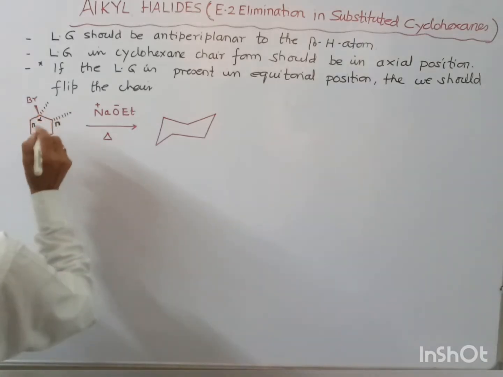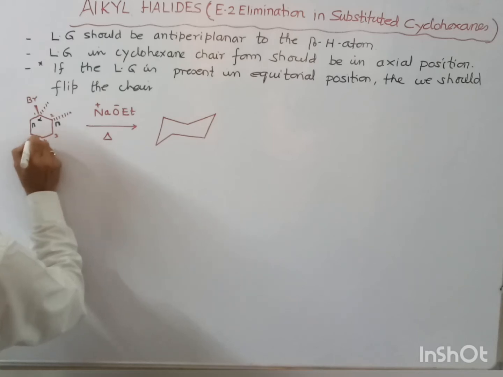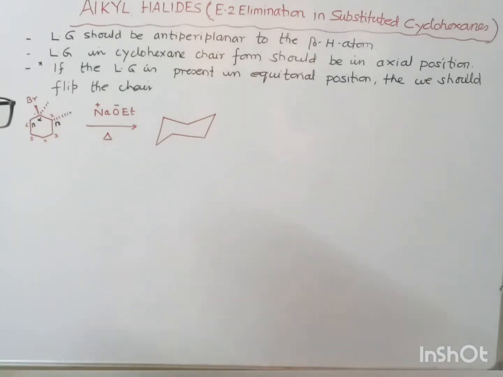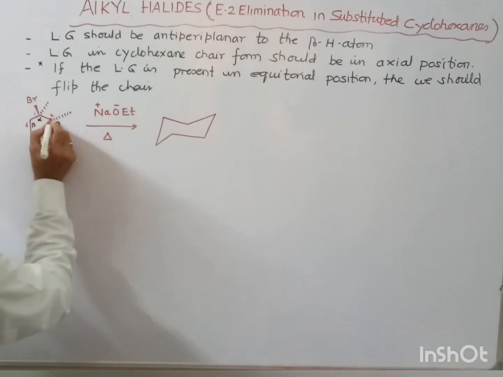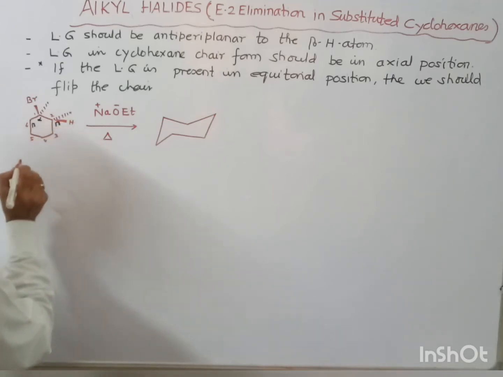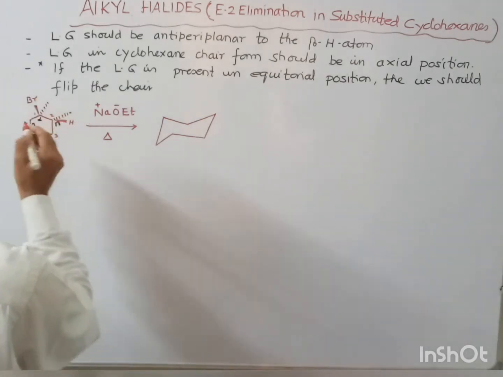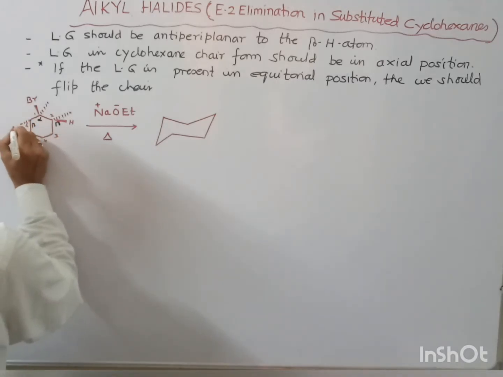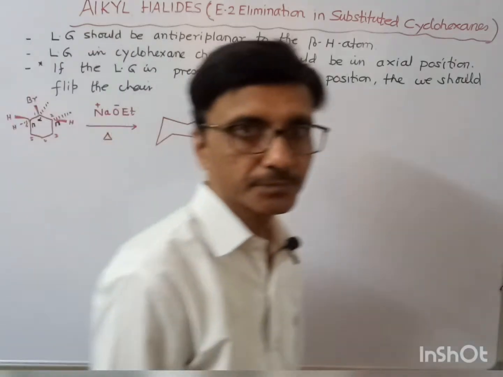Suppose we give the numbering also: 1, 2, 3, 4, 5, and 6. Now at this beta carbon, where the hydrogen is present, no doubt you can write the hydrogen in this way. One of the hydrogens is present like this, and this is the other hydrogen, one below and the other above.